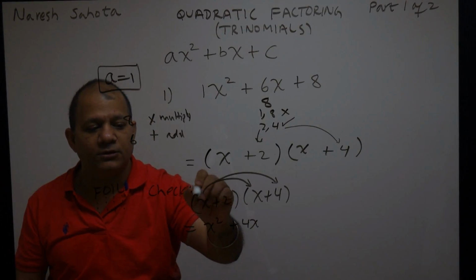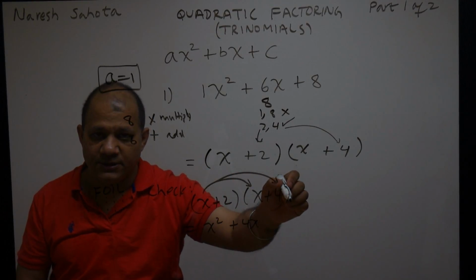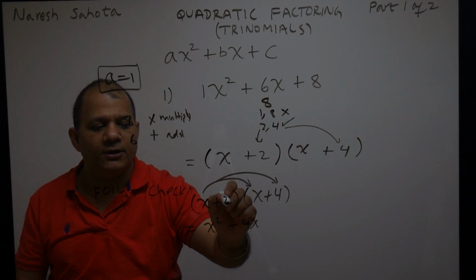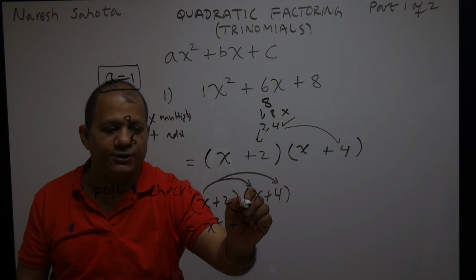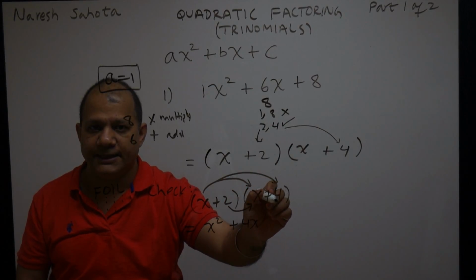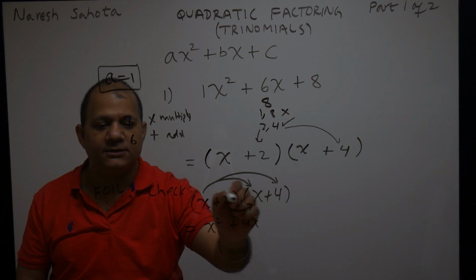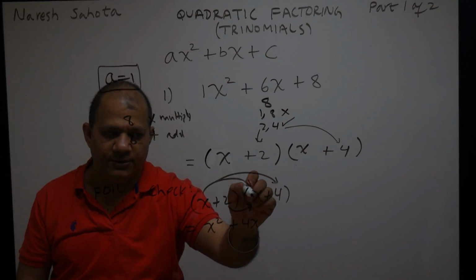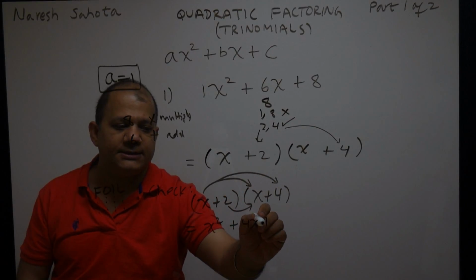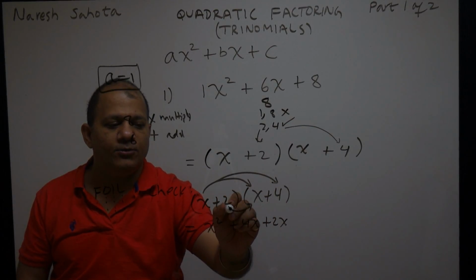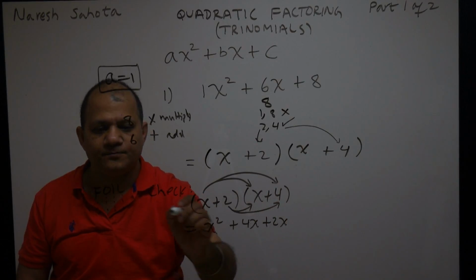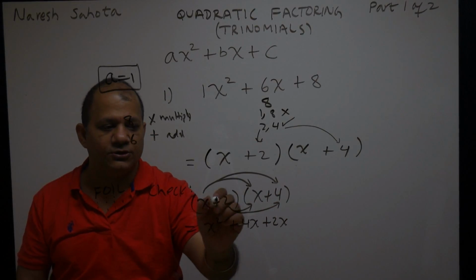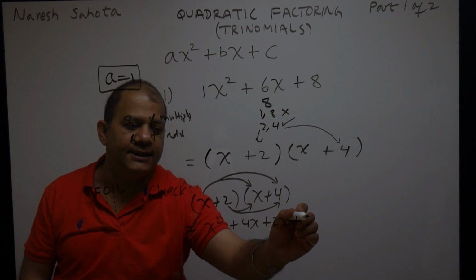Now we're done with multiplying x with each and every term of the second bracket. Now we start with the 2. Multiply 2 with each and every term of the second bracket. So 2 times x, so that's like the inner terms, right? Inner term of this bracket, inner term of this bracket. 2 times x is 2x. And now you multiply 2 with the 4. And those are the last terms. So 2 times 4 is 8.